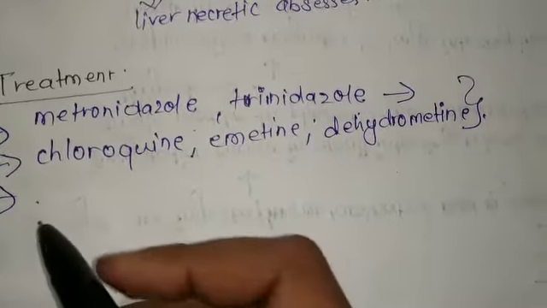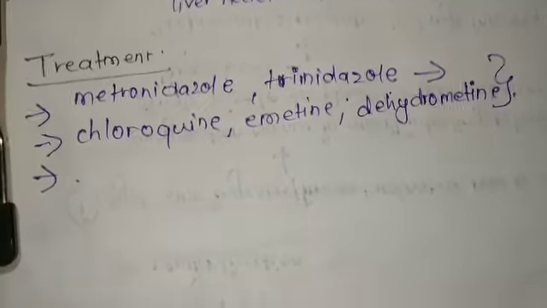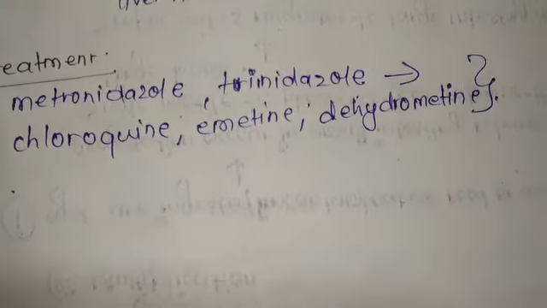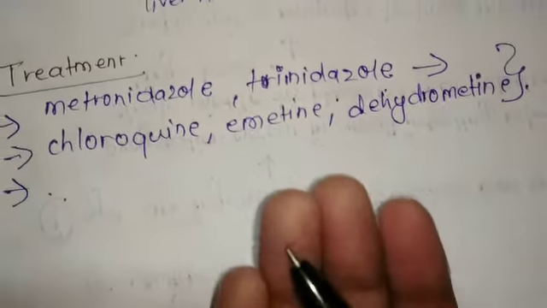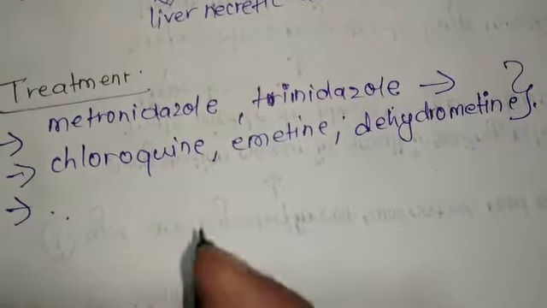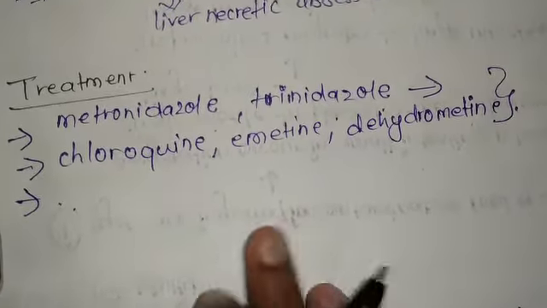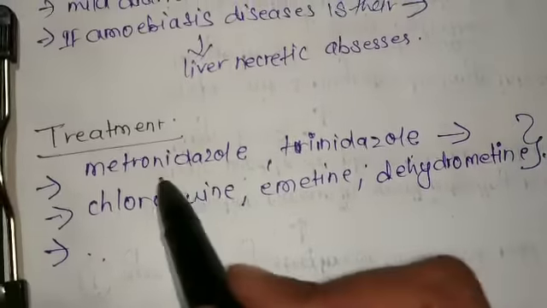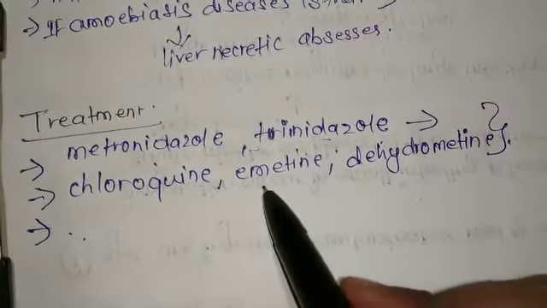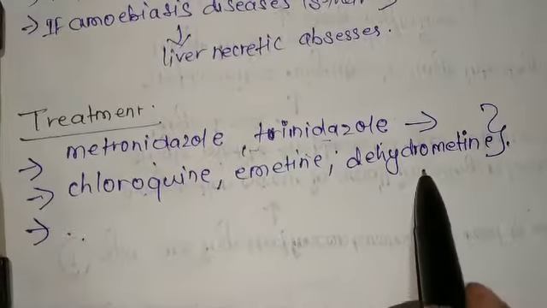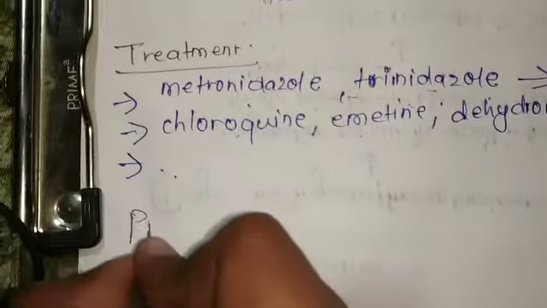Now if you talk about severe amoebiasis, it's necessary to treat it with an antibiotic. Sometimes surgical drainage may be performed, but this is usually to rule out another bacterial cause of abscesses. So mostly these two are given. If they do not work, chloroquine, emetine and dehydroemetine are given to the patient. Now we'll see the prevention.